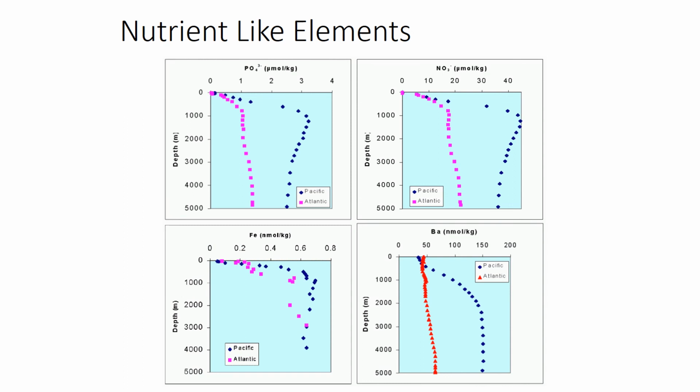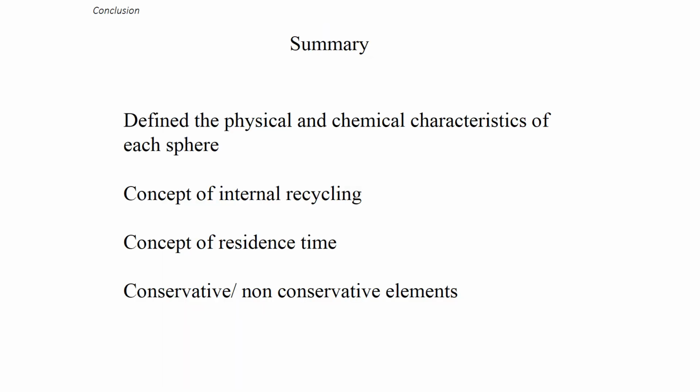Okay, so again, just like with conservative elements, it's not just the major elements; it's also minor elements that are important for life, but they have short residence times, so they get used up in the surface ocean, like iron and barium. So these have non-conservative profiles. They have different concentrations in different places in the ocean, and that's key.